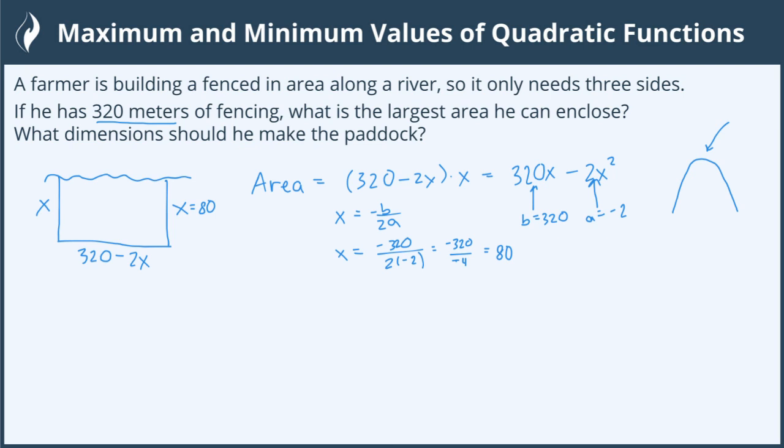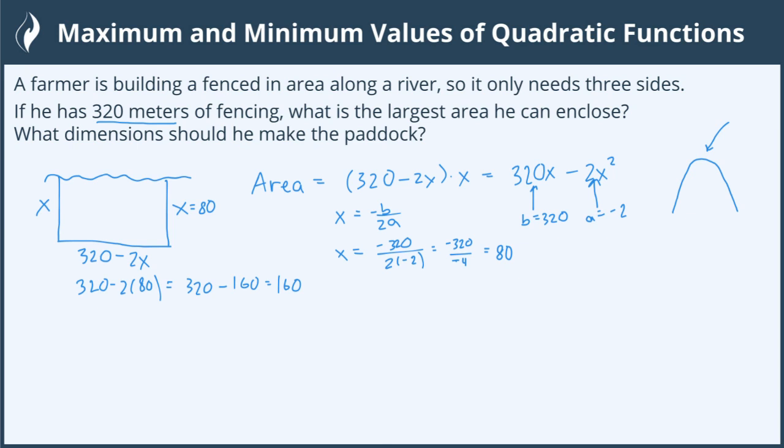So this dimension will be 80. We need to find the other dimension. So the other dimension was 320 minus 2x. We know what x is now. It's 80. So we can find that other dimension, 320 minus 160. 320 minus 160 is 160.